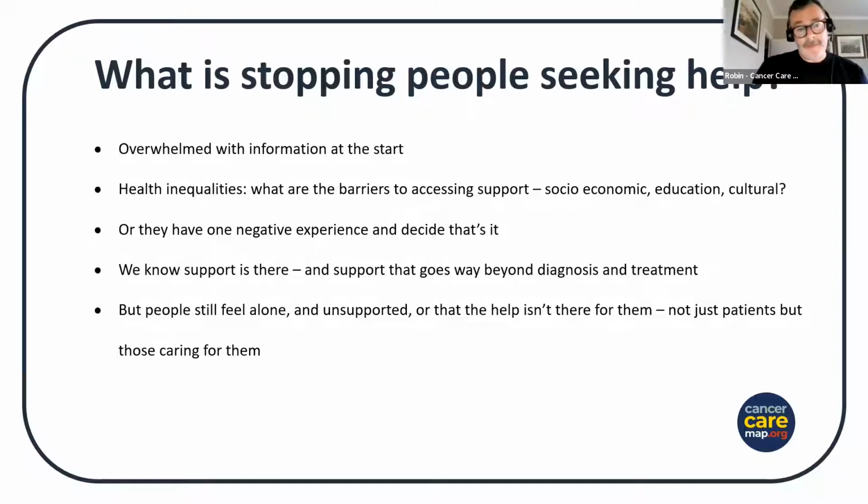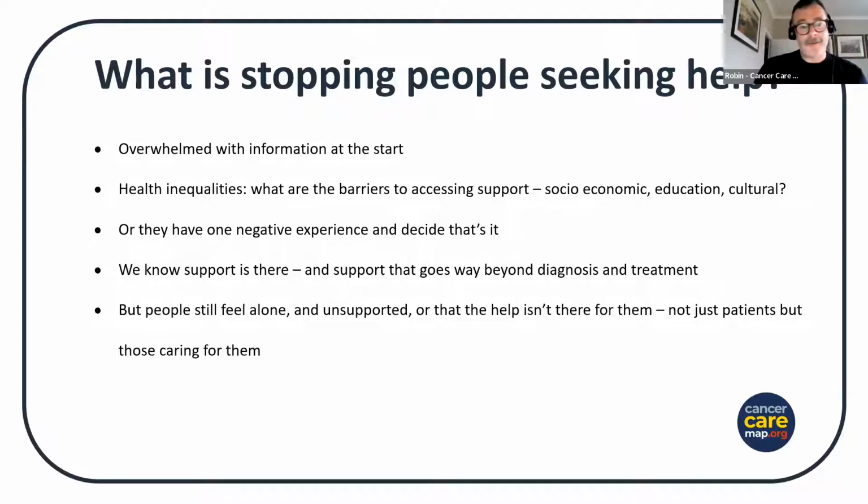We also know, and we've heard this time and time again, that people have one negative experience of support, either attending a support group that isn't quite right for them or reaching out to an organisation that perhaps isn't as helpful as they could be, and that puts them off. But people still feel alone and unsupported, or that help isn't here for them, and not just patients, but those caring for them as well. So that's where Cancer Care Map can come in.